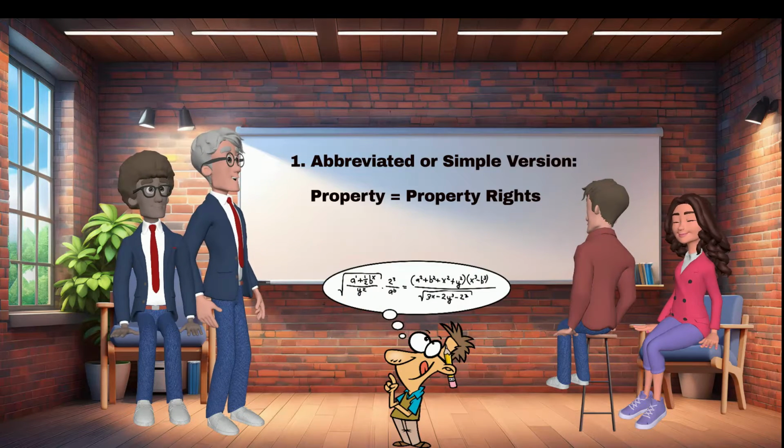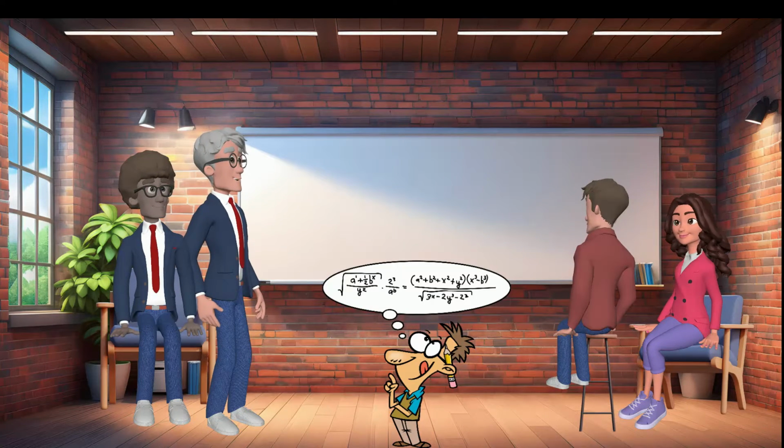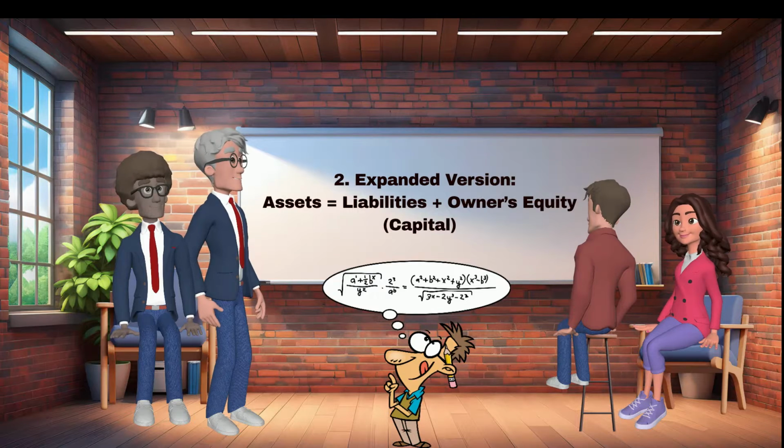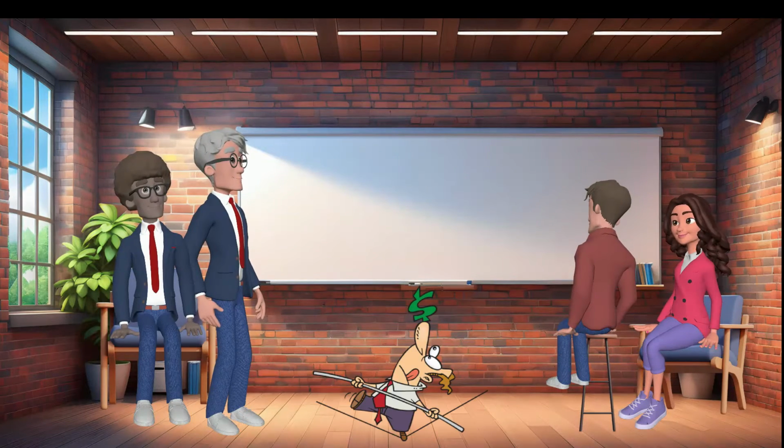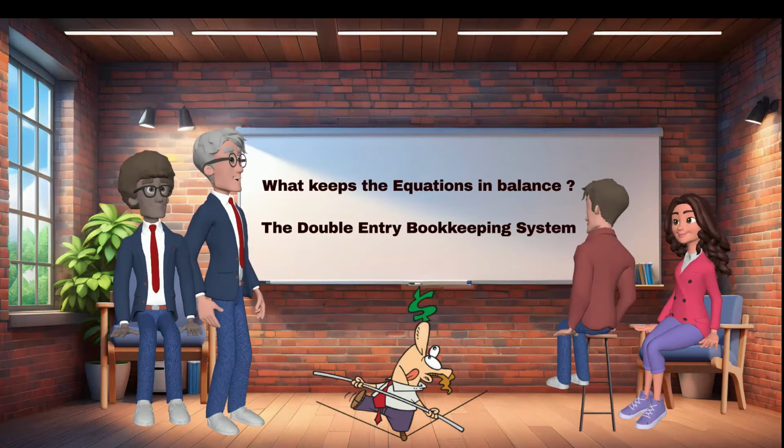The accounting equation may be expressed in three forms. 1. Abbreviated or simple version: property equals property rights. 2. Expanded version: assets equal liabilities plus owner's equity (capital). 3. Fully expanded version: assets equal liabilities plus beginning owner's equity (capital), plus additional owner investments, plus revenues, minus expenses, minus draws (dividends).